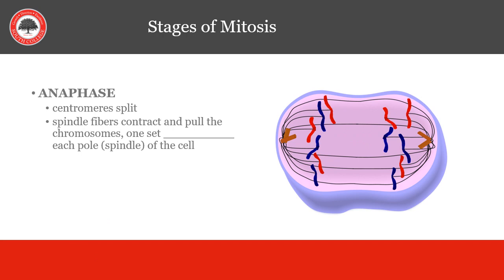Anaphase is a phase during which the centromeres split. Now we only have 2 chromatids attached to a centromere. They've split and they're going to opposite poles. So ana means away. Spindle fibers contract and pull the chromosomes, one set toward each pole of the cell. So they're away from the equator, away from the center.